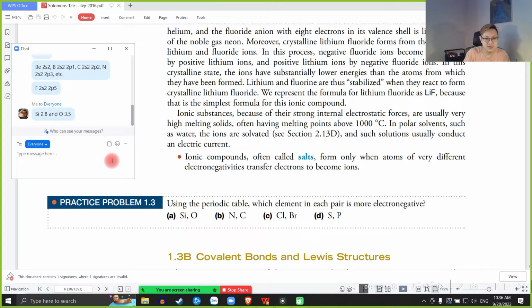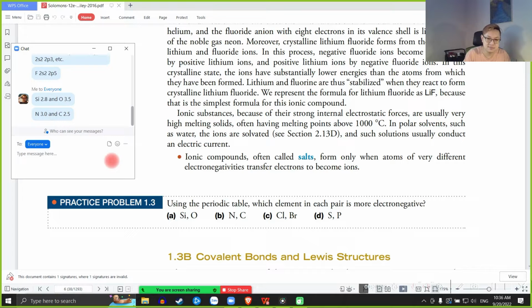Okay, let's try nitrogen and carbon. C is 2.5. Yes, and nitrogen is 3. So the difference of 0.5 will be non-polar. And nitrogen is more electronegative in this case.